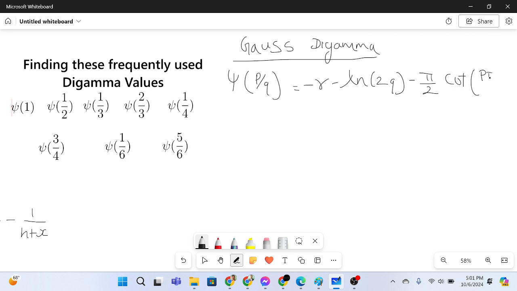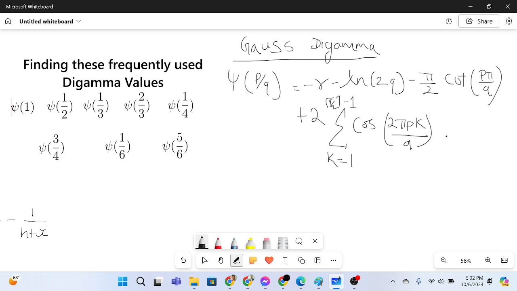You can find this on Wikipedia also. And then plus 2 times the sum from k equals 1 to the ceiling of q by 2 minus 1, and then cos of 2 pi p k by q times ln of sine of pi k by q, right? See, this is too complicated, so that's why I wasn't trying to use this formula. I wondered how one could derive such formulas.